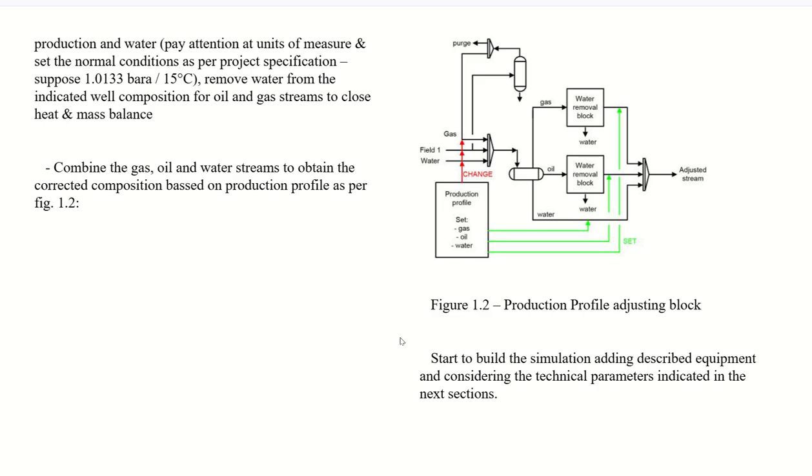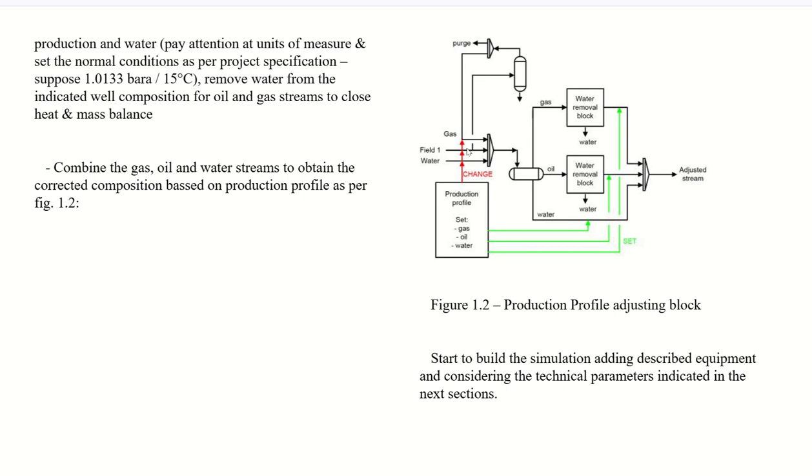Then combine the gas, oil, and water streams to obtain the corrected composition based on the production profile as per figure 1.2. So basically you can see the production profile has oil, gas, and water. You can see the mixture is created, and from there we have created separators and a water removal block, water, and then the adjusted stream. So basically this block is setting up the GOR, and finally we are getting the adjusted stream conditions, that is, what can be the ideal feed condition from the wells. Okay, hope this is clear.